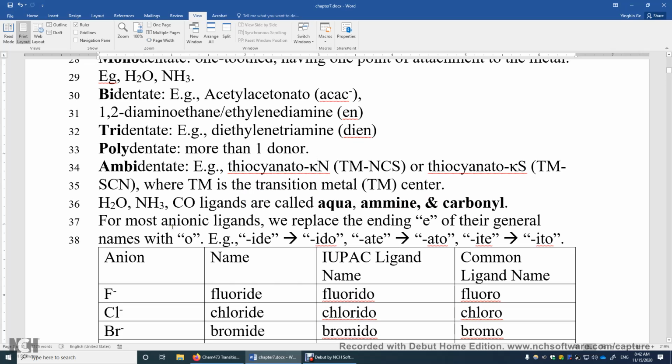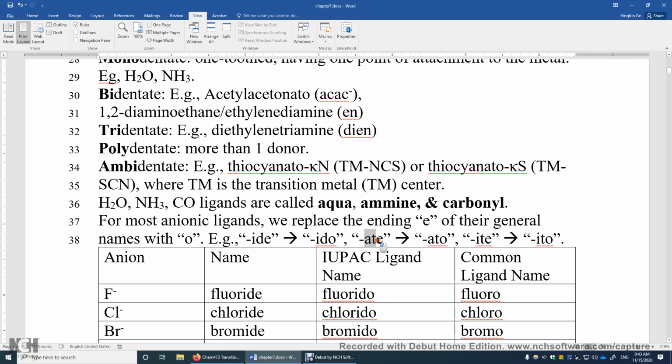For most anionic ligands, we need to replace the ending E of the general names with letter O. So if you see IDE in the end, you need to replace IDE with IDO. For example, chlorine minus is called chloride in general chemistry. In transition metal chemistry, as a ligand, you need to replace this E with O, and you need to say this is a chlorido ligand.